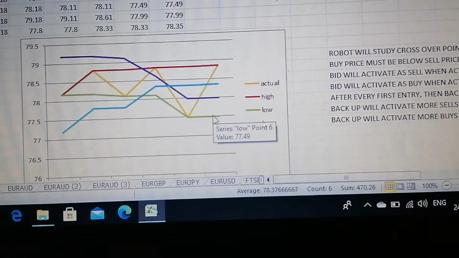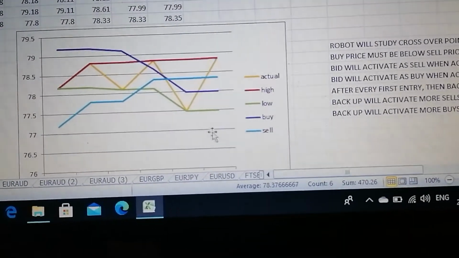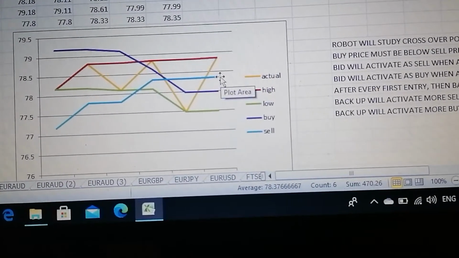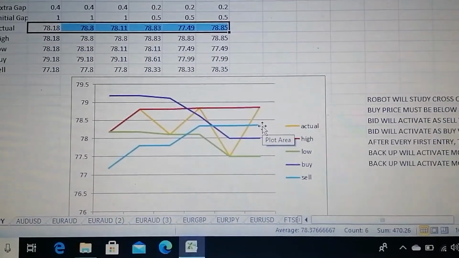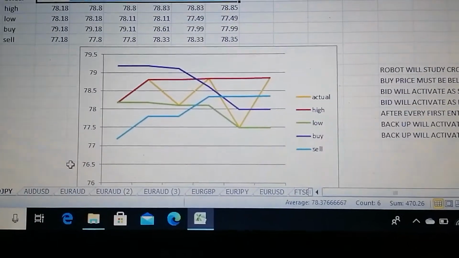When it gets to the green line and goes, if it comes down again, it continues like that until it goes back up again. So that will be the condition of the robot. Now let me show you.